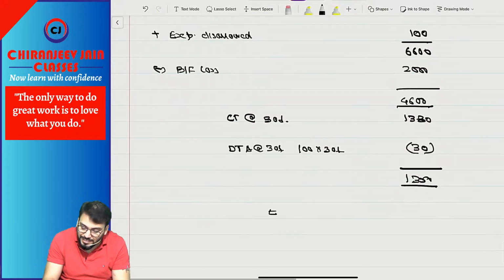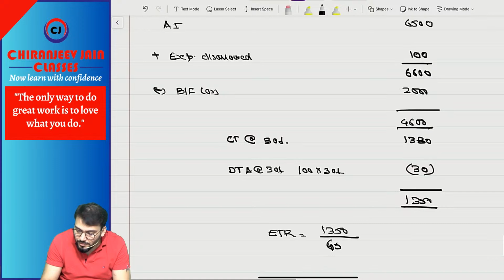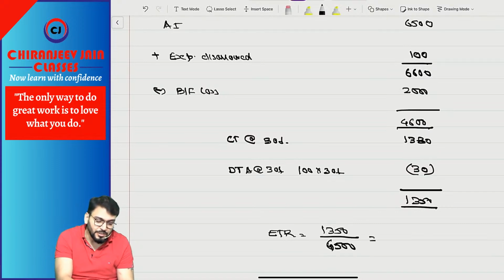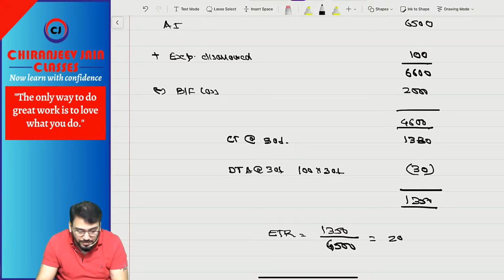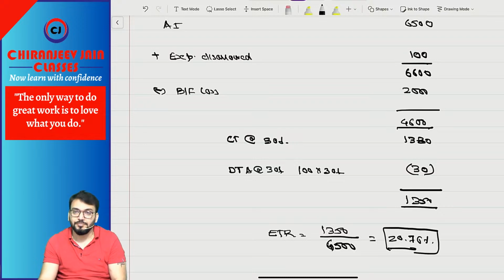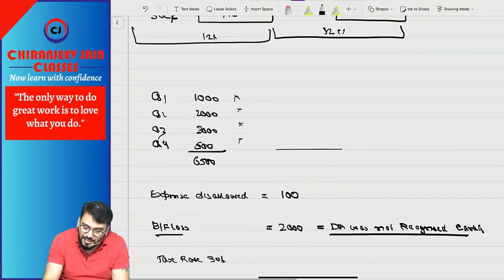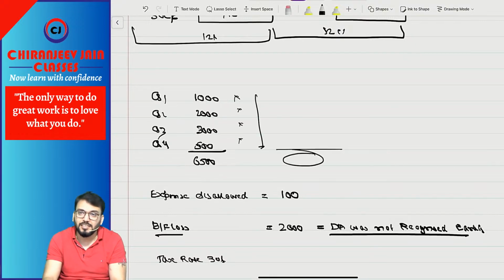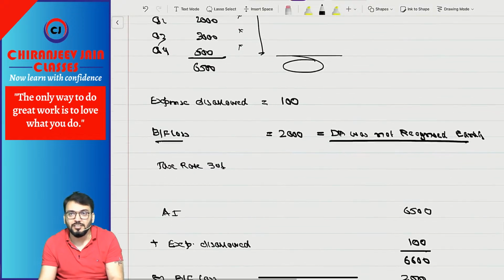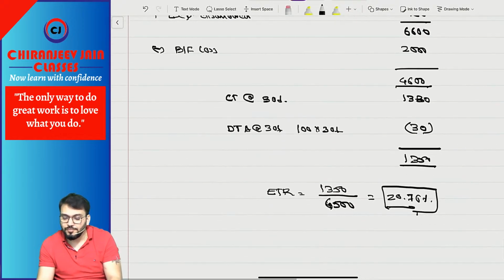So what will be your effective tax rate? Effective tax rate is 1350 divided by accounting income. What is the accounting income? 6500. So 1350 divided by 6500. How much? 20.76%. So this becomes your effective tax rate. Now this effective tax rate will be applied on the accounting income of each quarter, and that will become the tax expense of each quarter. Can you apply? Yes, we can apply. Understood.